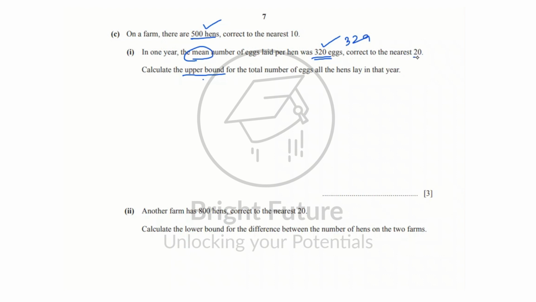Nearest to 20, so 320 will go up to 330, the upper bound being 330. Nearest to 10, 500 hens means 510 is the upper bound. So the upper bound of 320, nearest to 20, is 330, and for 500 hens, nearest to 10, the upper bound is 510.